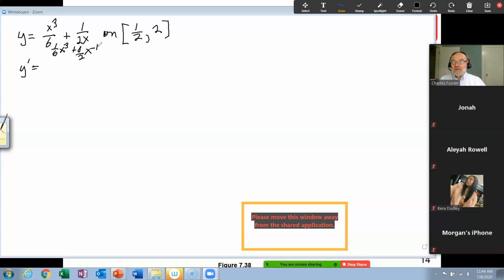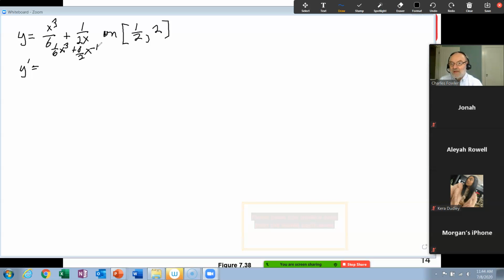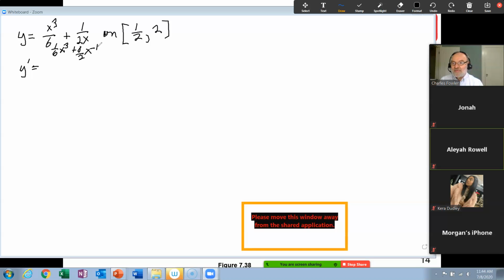Does everybody agree that is the same function? I just pulled out my fractions, 1/6 x cubed plus 1/2 times x to the minus 1. Agreed or not? Okay, good. All right, now let's take the derivative. I think that second function is easier to take a derivative of. What would be its derivative?